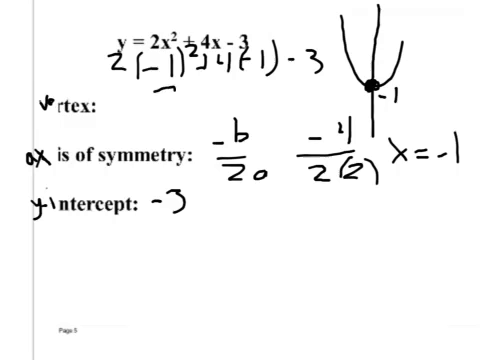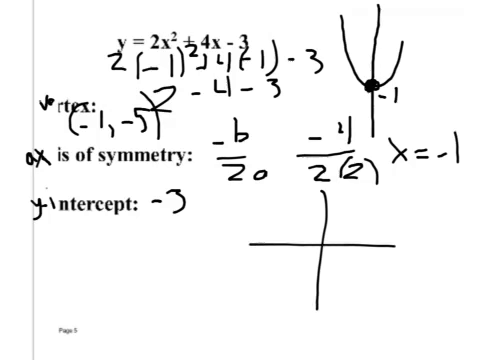1 times 2 is 2. 4 times negative 1 is negative 4, minus 3. So my vertex is at negative 1, negative 5, because 2 minus 4 is negative 2, and negative 2 minus 3 is negative 5. I could graph that if I had to. Go to negative 1, negative 5. There would be my vertex. That's also my axis of symmetry. My y-intercept's at negative 3. There you go.